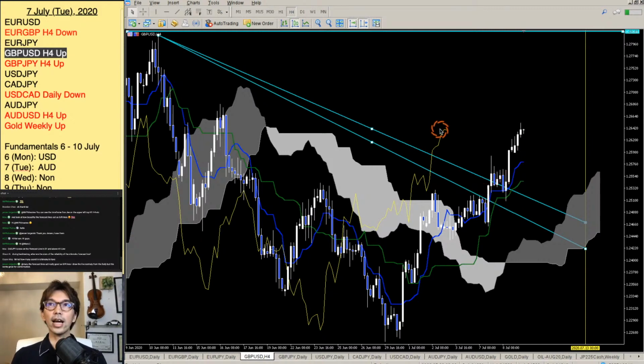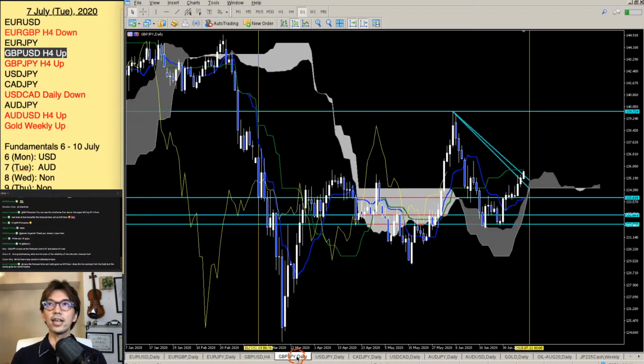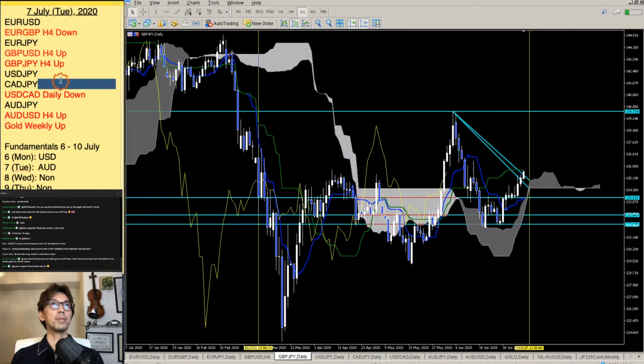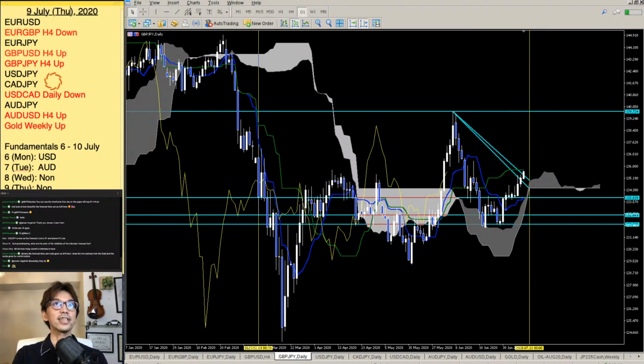So let me take a look at other pairs, because I found lots of forecast lines in different pairs on daily charts. So I think this one is another great example. This is the GBPJPY, and in the 4 hour this is an uptrend, based on my own KTS. Oh yeah, one thing is that this is the 9th, I have to change it to 9. Sorry about that. This is Thursday.